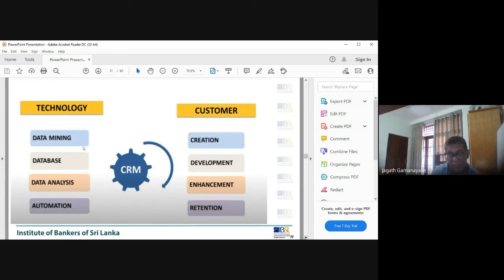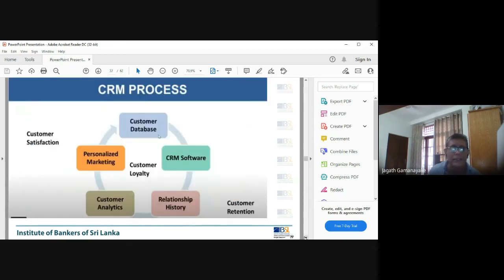Make an analysis of what we could offer to customers and what their preferences are. We discussed how important this is. Then automation: an automated process where you browse recommendations or timely reporting, and you have a quality data structure. With the use of this technology you can serve the customer better, creating, developing, enhancing and retaining. It is also a process, a CRM process, basically creating customer satisfaction, customer loyalty and customer retention.